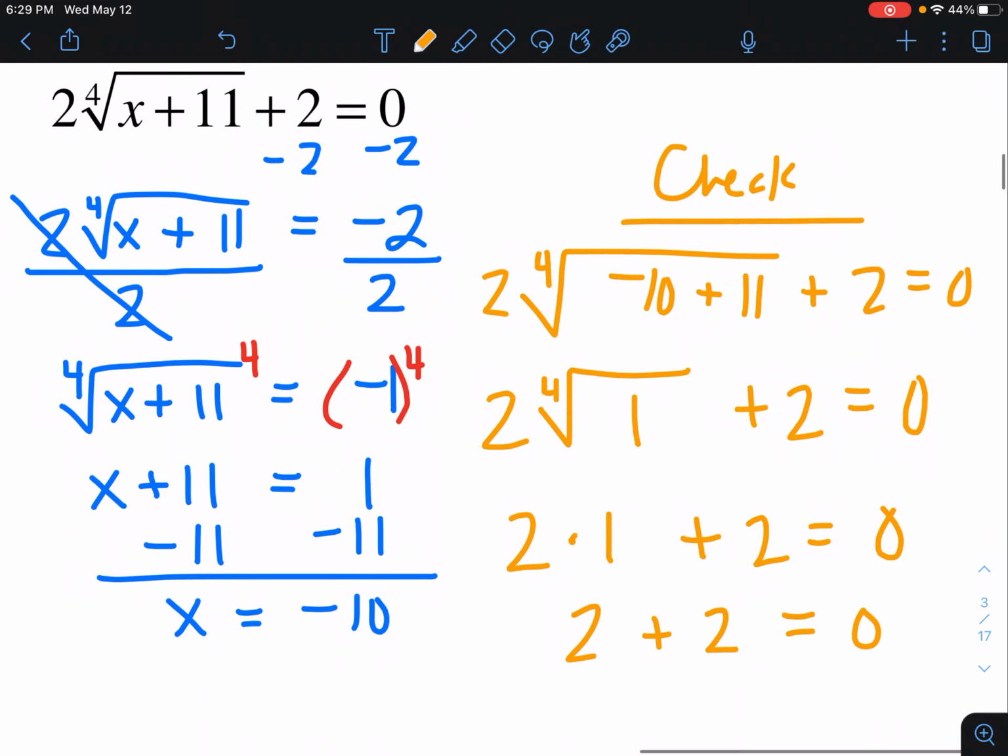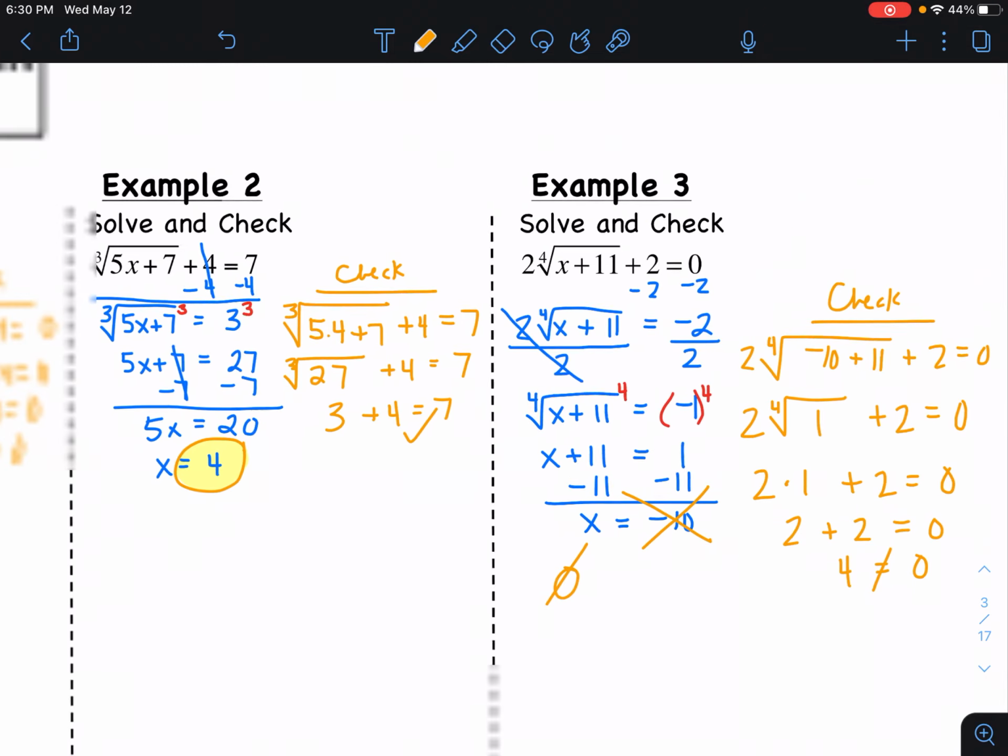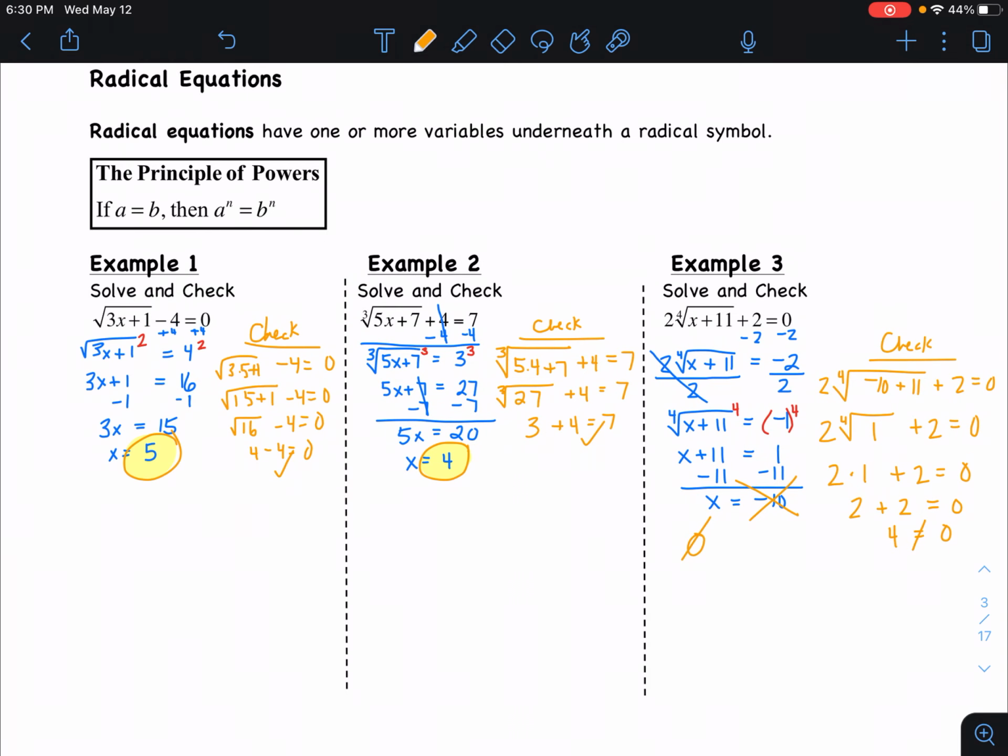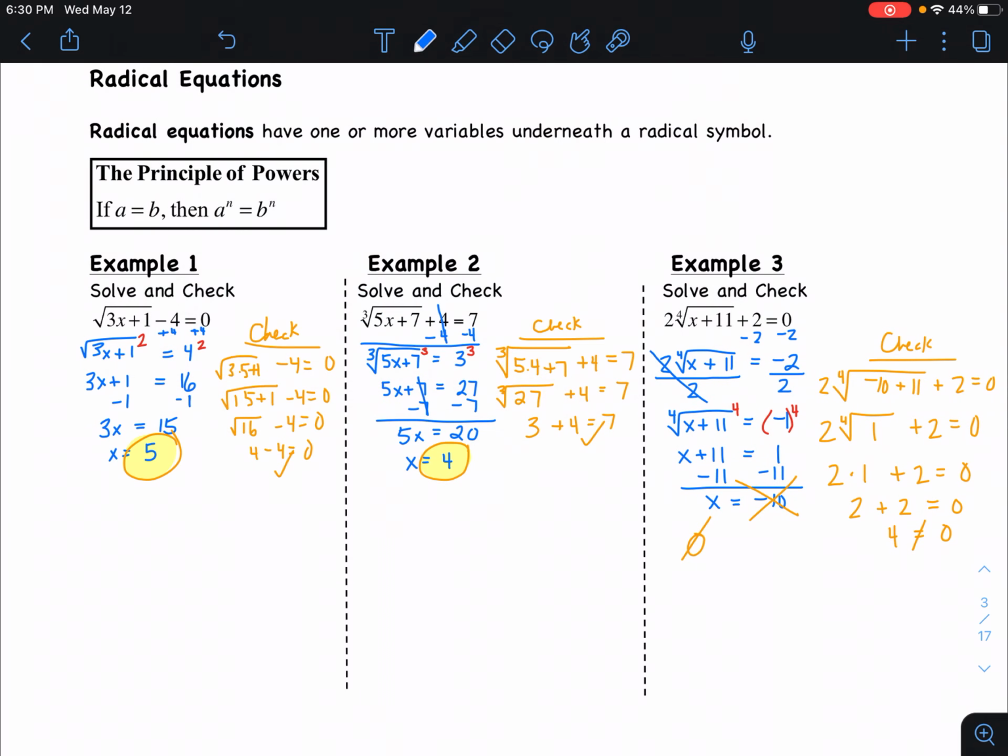And guess what? This is not going to work out. 4 is not equal to 0. So we're going to cross this out. We actually have no solution on this problem because we consider -10 to be an extraneous solution. So there's proof why we have to check our solutions.